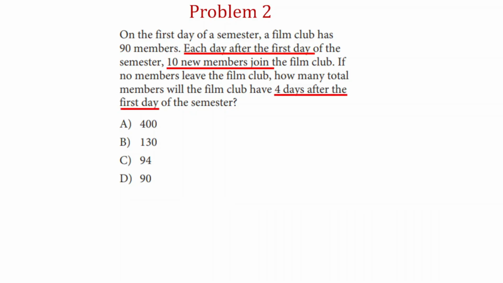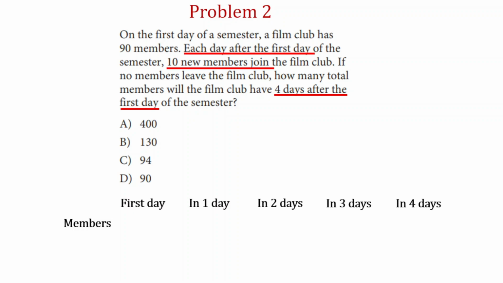First, we will create a table. The problem states that on the first day, there are 90 members. After 1 day, 10 more members join, making a total of 100 members. Similarly, after 2 days, there will be 110 members. After 3 days, there will be 120 members. After 4 days, there will be 130 members. So the correct answer is 130 members.